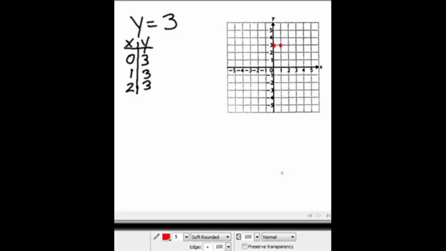Over 2 and then we'll draw the line through the points, and we do have a horizontal line through y equals 3. Let's look at one more.